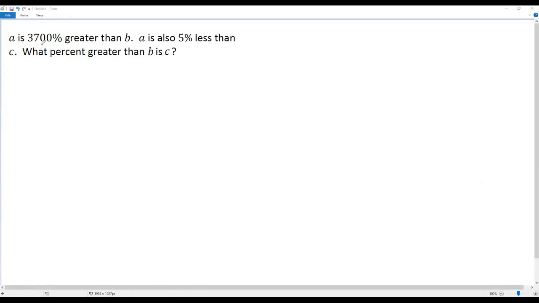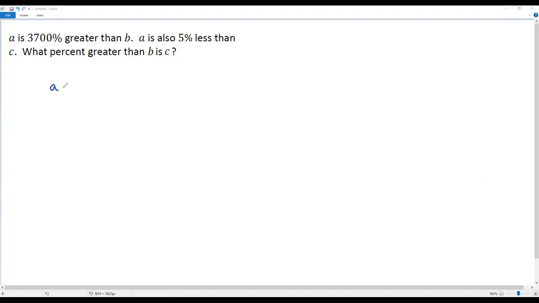A is 3700 percentage greater than B. A is also 5 percentage less than C. What percent greater than B is C? So from the given information, we have to find C is what percent greater than B. Okay, now let me take this stuff.